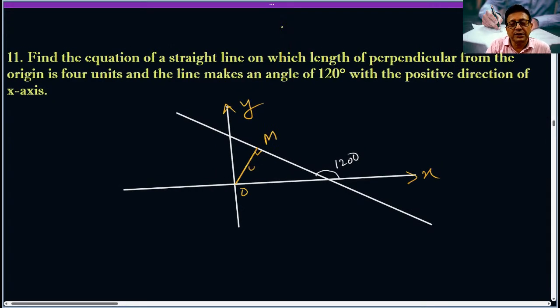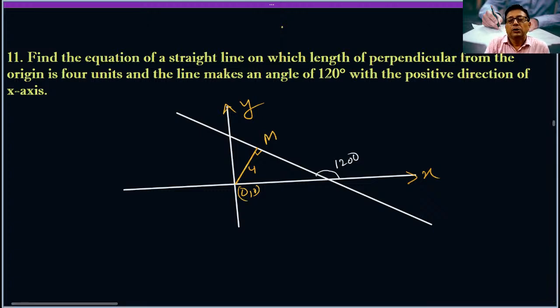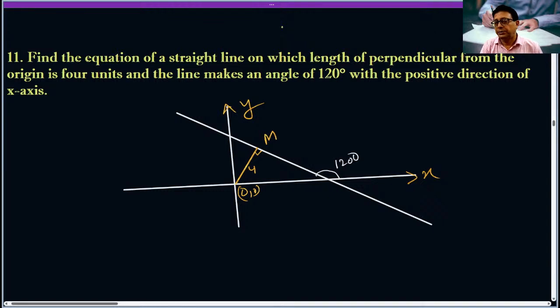OM is the perpendicular. This length is 4 unit. OM equal to 4. This is 0, 0. So how do you start? You can start any manner. I am taking slope intercept form.